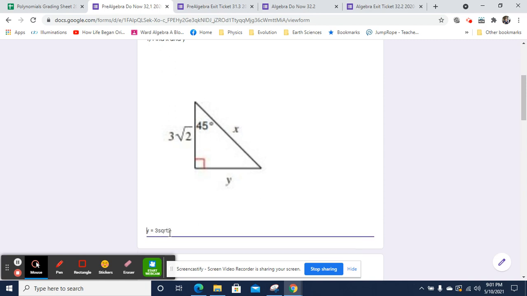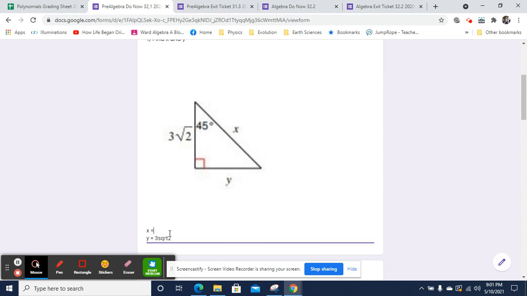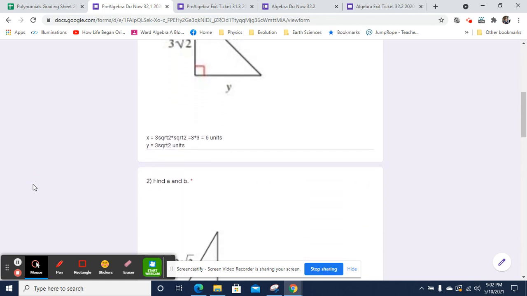Okay, now let's deal with x. X is going to equal 3 square root of 2 times square root of 2. So square root of 2 times square root of 2 is just going to be 2, so that's going to be 3 times 2, which is 6. I'll say units. Okay, now we've got that one. Now let's take a look at the next one.